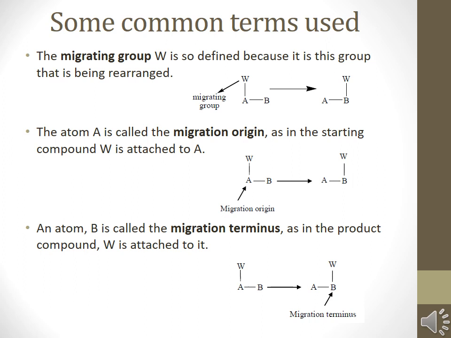The third term that we will learn is the migration terminus. Migration terminus is that atom to which the migrating group or atom will be attached after the reaction takes place. In the example here, we have seen that atom B is the migration terminus.